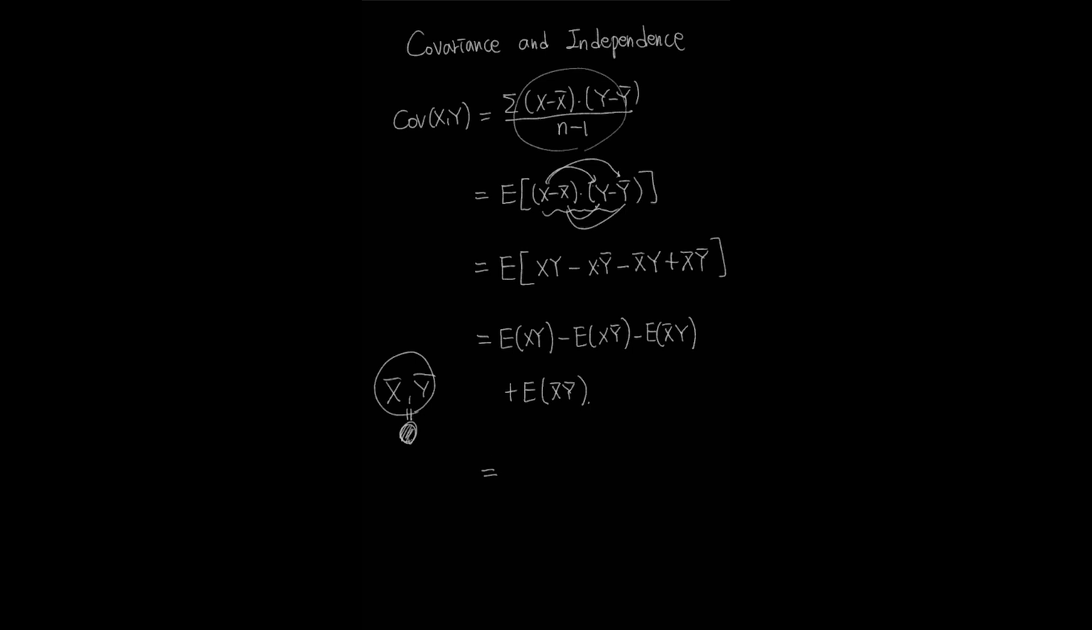We know that when it's constant, we can take it out from the expectation. So the expectation of x times y, where y bar is constant, so y bar times the expectation of x, and here x bar is constant, so x bar times the expectation of y. And the expectation of a constant is the constant itself, so it would be just x bar y bar.